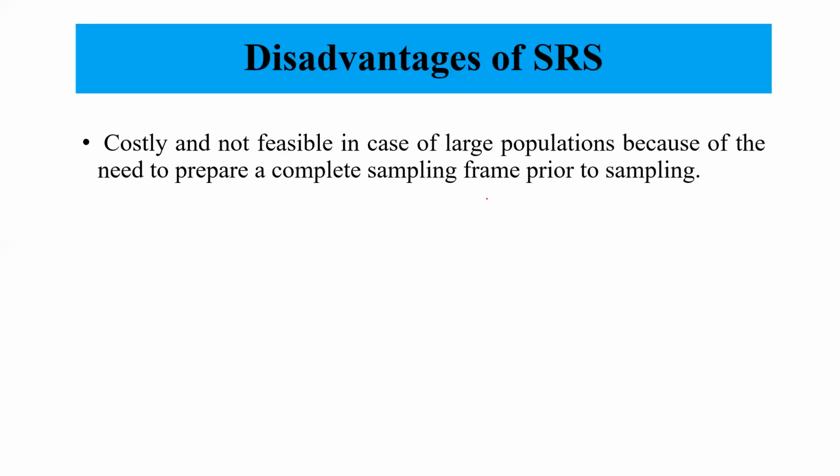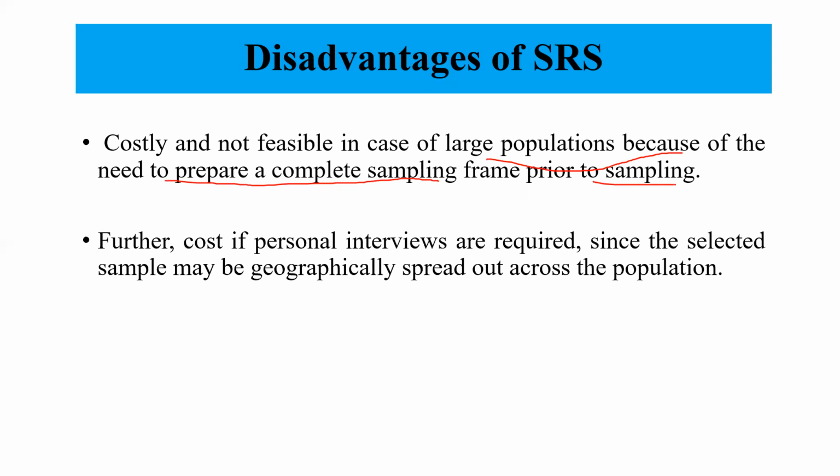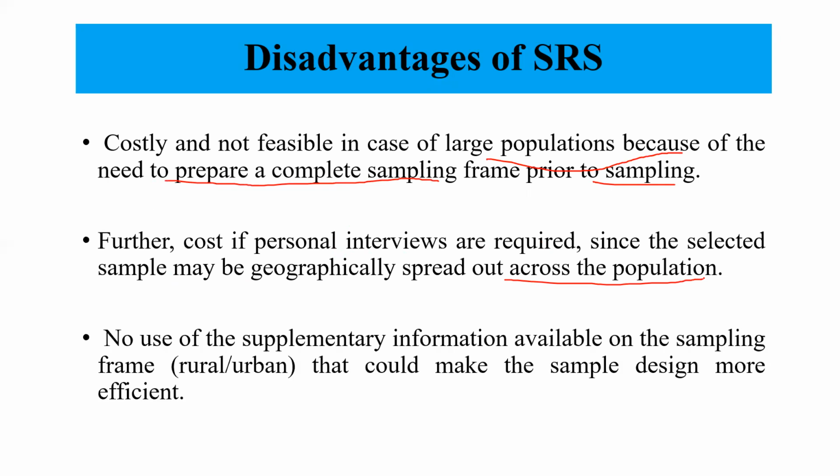So what are the disadvantages of the simple random sampling method? It is costly and not feasible in case of a larger population, because of the need to prepare a complete sampling frame prior to starting sampling. There is further cost if personal interviews are required, since the selected sample may be geographically spread out across the population, and there is no use of supplementary information available on the sampling frame, like rural or urban, that could make the sample design more efficient. So these are the disadvantages of simple random sampling.